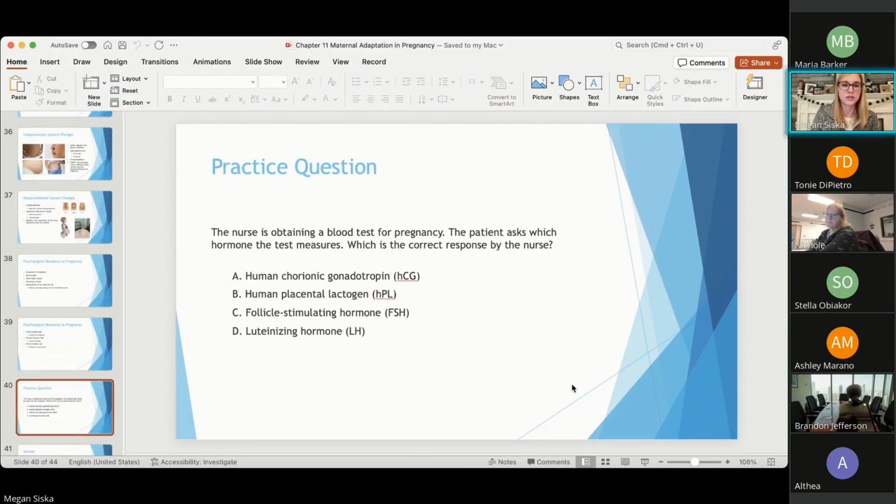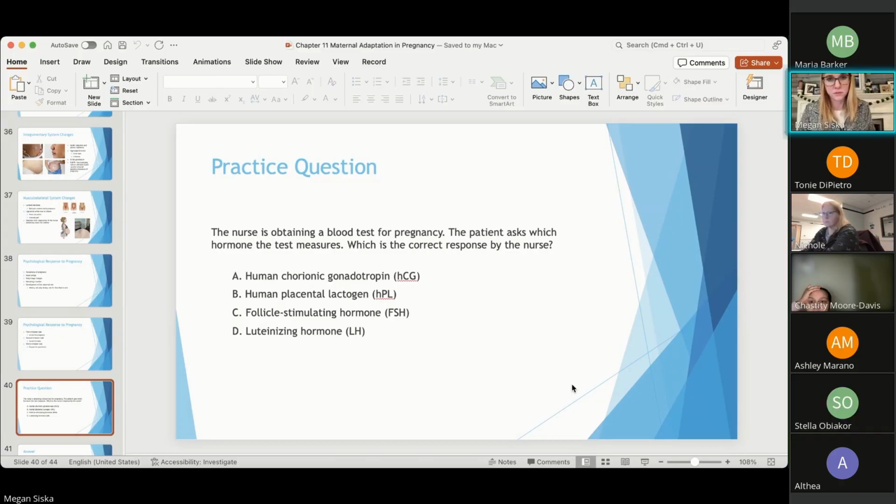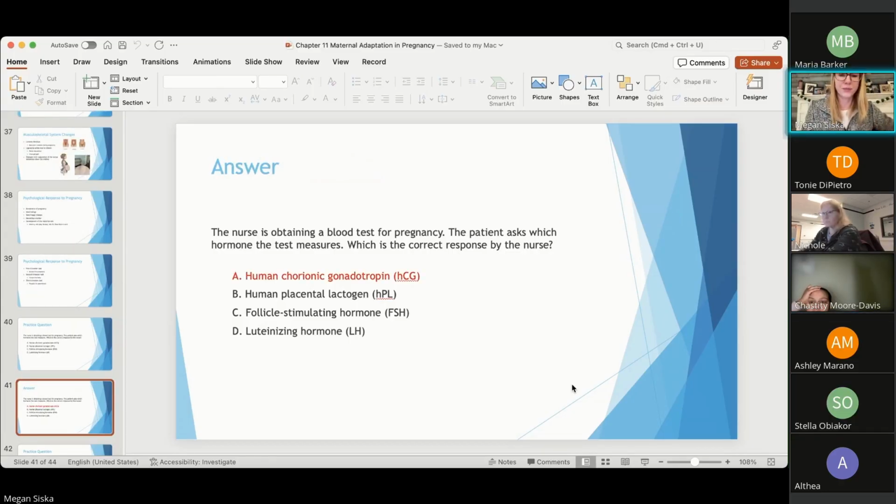Okay, so let's do a couple practice questions. The nurse is obtaining a blood test for pregnancy. The patient asks which hormone the test measures. What is the correct response? So when you take a pregnancy test, what are we measuring? Yep, your HCG. That's right.